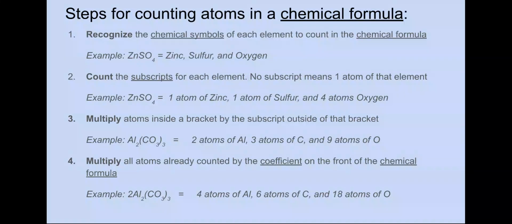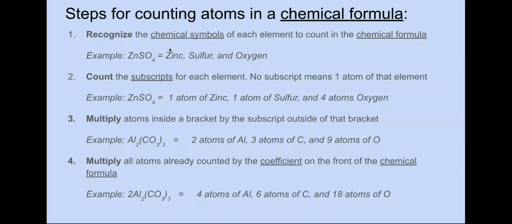So one of the things we need to be able to do is count how many atoms there are and which ones there are, and make sure that we understand how to write them in equations so we can start to balance them and do some real chemistry. So here are some steps for you in order to count atoms in a chemical formula.